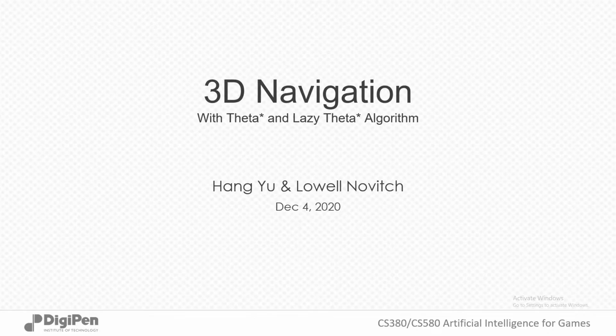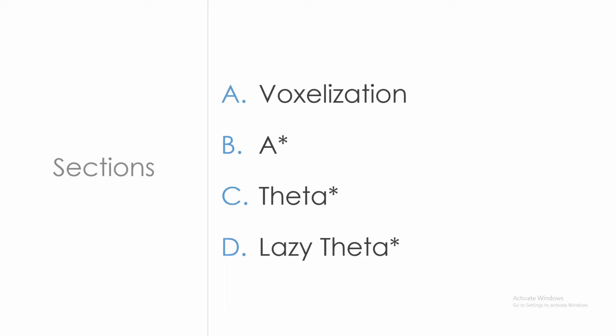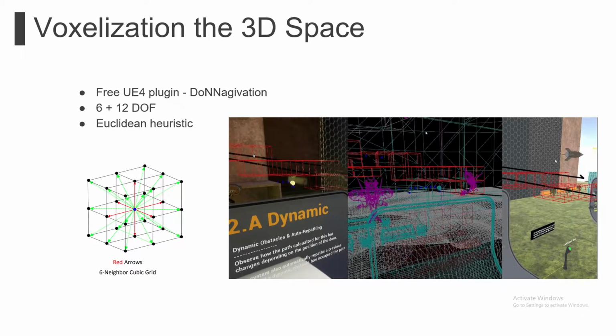Okay, this is our presentation for our 3D navigation demo. This is made by Hong Yu and Lowell Novitch. So, in this PowerPoint, we'll quickly go over 4 sections, which will be the 4 parts of our project. So we're first going to talk about voxelization of the 3D space.